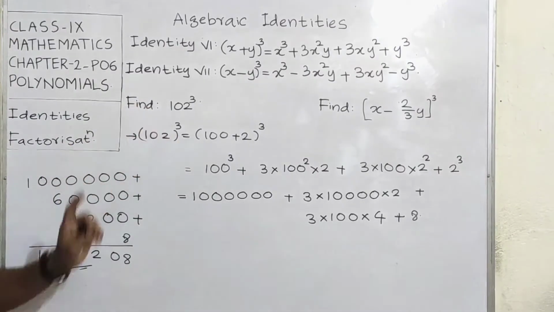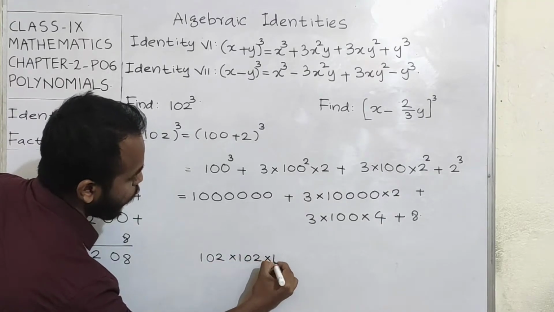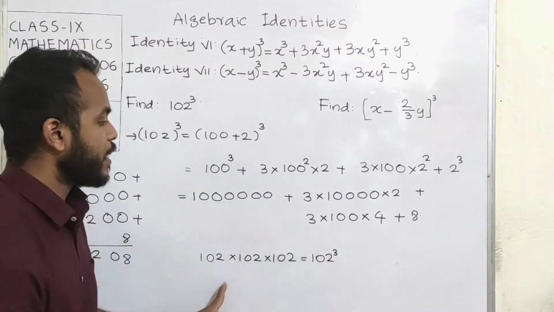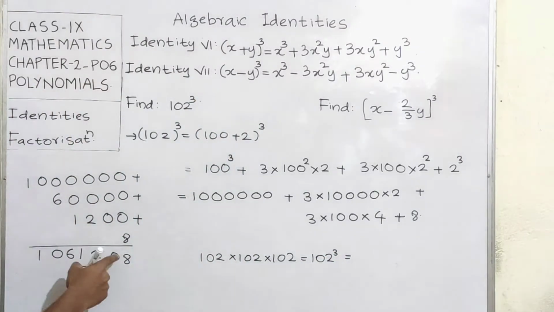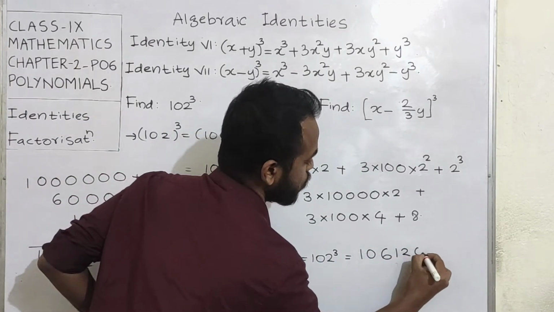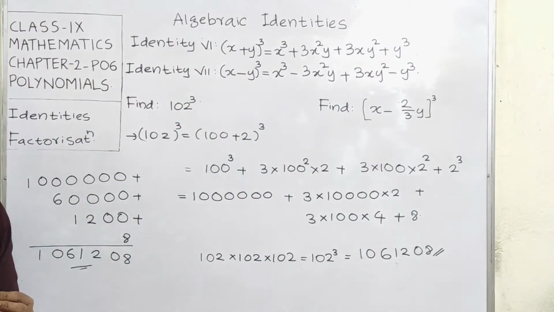Even if you multiply 102 times 102 times 102, this is effectively 102 whole cube. If you find this one, you will get no different answer. That is 1061208. So this is the application of this x plus y whole cube.